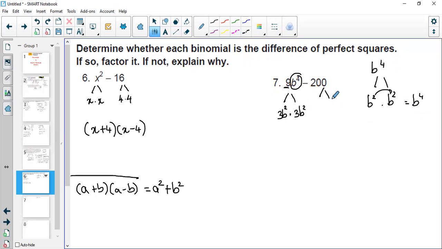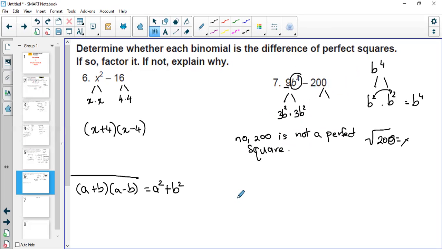Now, how about 200? Is 200 a perfect square number? Is there any perfect square number for 200? There is no perfect square for 200, which means you cannot factorize this question. So what are you going to write? You have to say no, because 200 is not a perfect square. So 200 is not a perfect square, therefore you cannot factorize this binomial. It's not a difference of perfect squares.